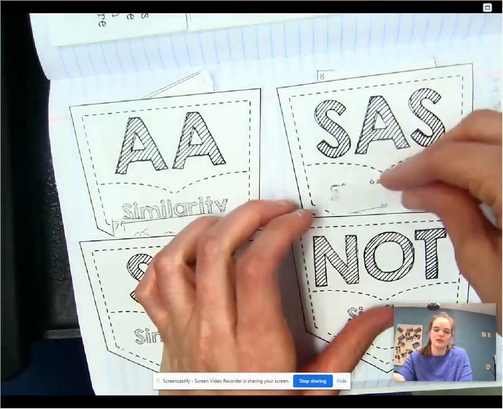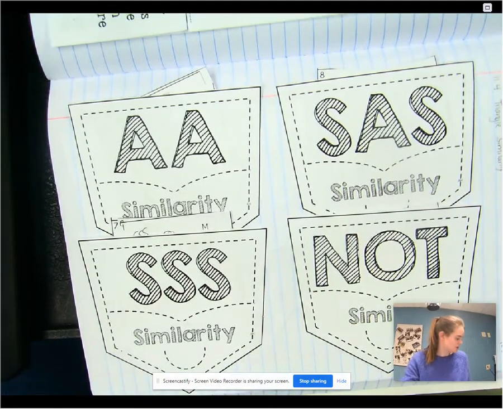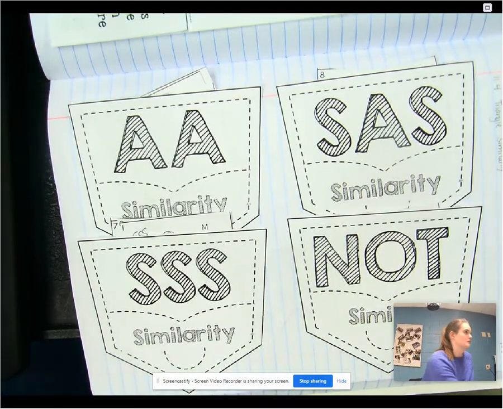So you've got 3 in each. All right. So these are glued in. We talked about similarity. You're going to work on proofs now. Let me know if you have questions.